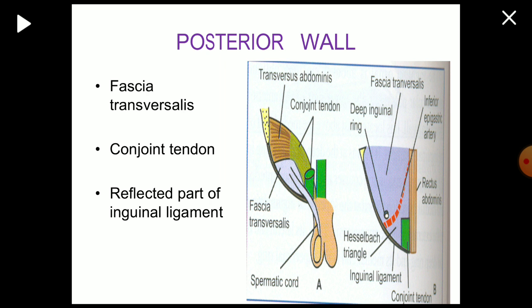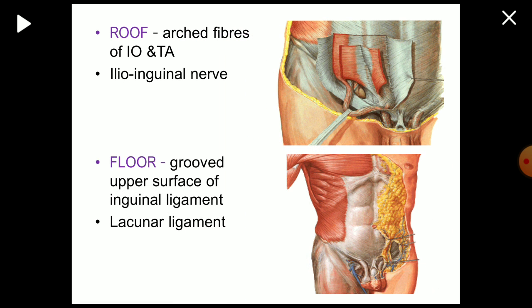Now we'll go to the roof of the inguinal canal. It is formed by the arched fibers of internal oblique and transverse abdominis muscle, with the ilioinguinal nerve. The floor is formed by the grooved upper surface of the inguinal ligament and, at the medial end, by the lacunar ligament. The inguinal canal is larger in males when compared to females.